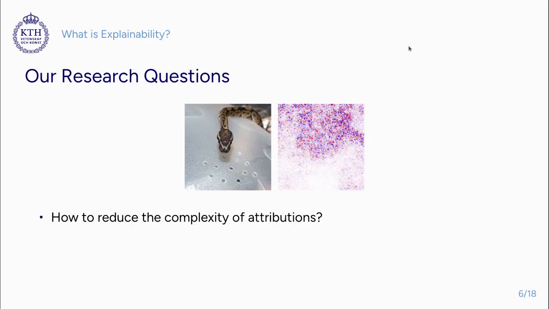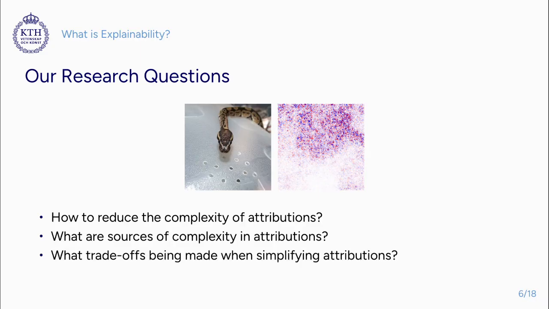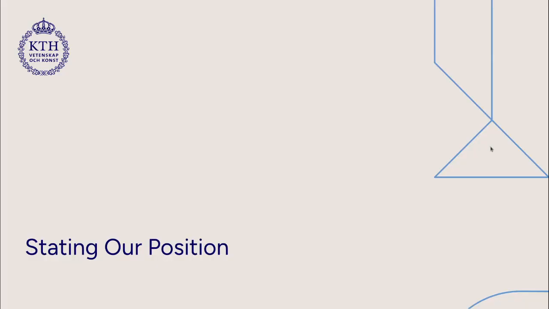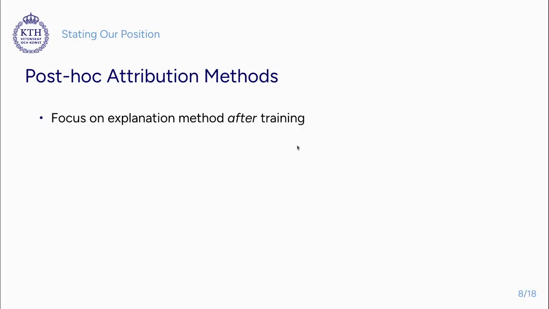Because humans tend to understand simpler explanations, one natural question is how to reduce the complexity of these attributions. Also, what are the sources of this complexity? And if we are aiming to reduce this complexity, what trade-offs should we be making when simplifying these attributions? Now we want to state our position, but the way we want to do it is that we first go over one approach to reducing the complexity of attribution methods, and then we pose two fundamental questions that help us in deciding between post hoc and ante hoc, and then we iterate our positions.